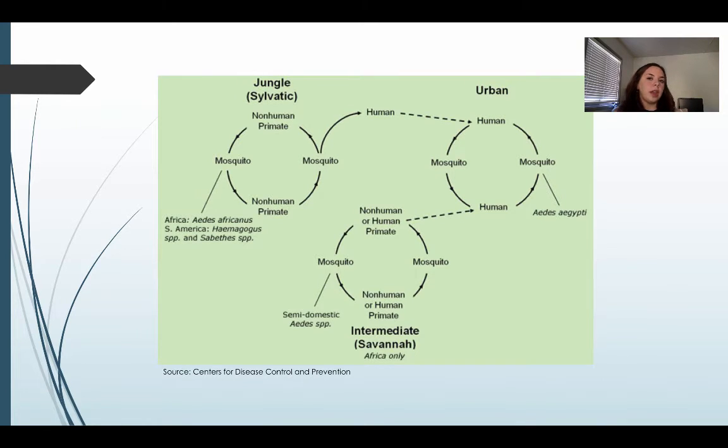There's been no documented evidence of direct human-to-human transmission of the virus, which is part of the reason why it's so contained in the areas where these mosquitoes exist. But overall, this chart shows how a person, for example, traveling to the jungle can be infected in the jungle, and if they travel back to an urban area and a mosquito there bites them, then the disease can be transmitted and perpetuated in different environments.